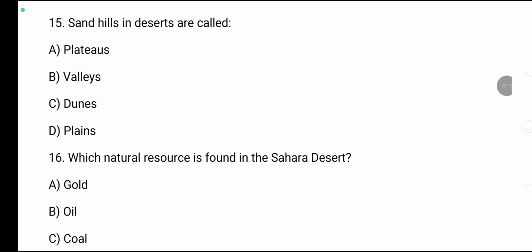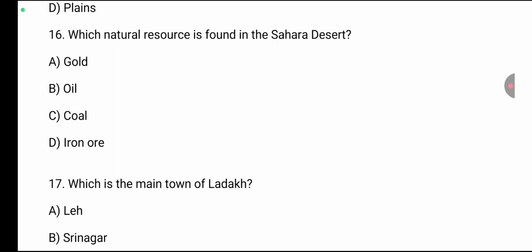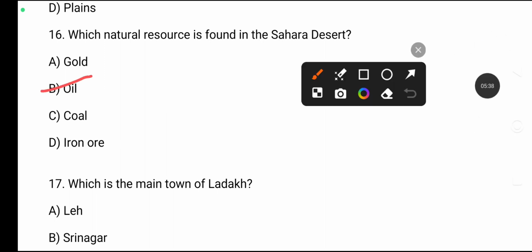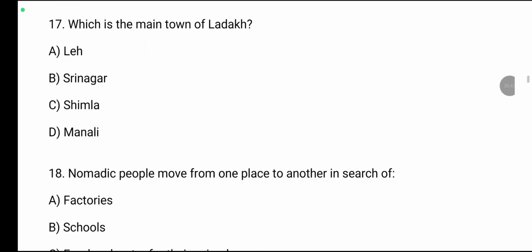Now moving on to another question. Question number 16: which natural resource is found in the Sahara Desert? Gold, oil, coal, iron ore. The natural resource found will be oil.